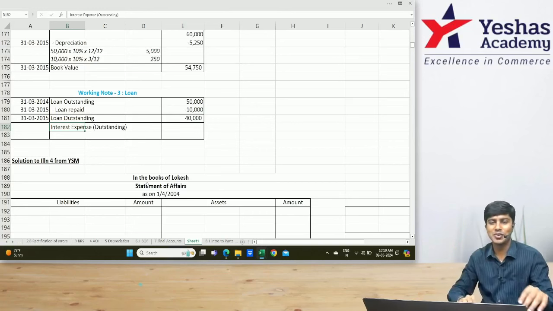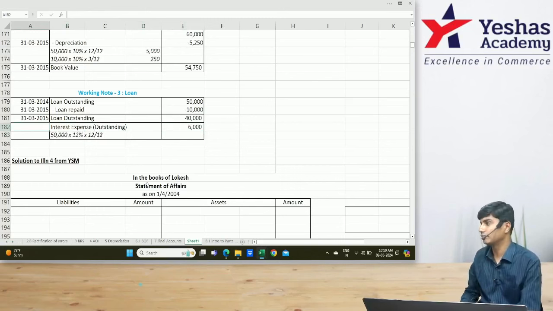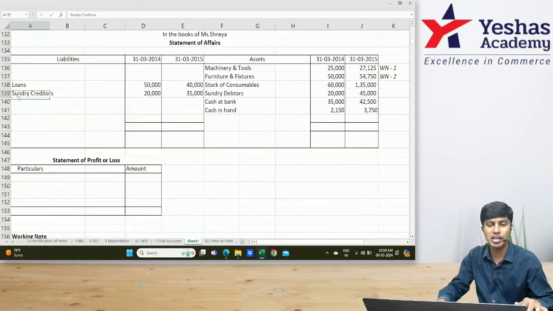Okay. Now, do this. 50,000 into 12% into 12 by 12. 6,000. This is interest, and if this is outstanding, it will become a liability. If it is a liability, it will come in the balance sheet. Here in this case, it's called the statement of affairs. In our statement of affairs, I'll write here outstanding interest.